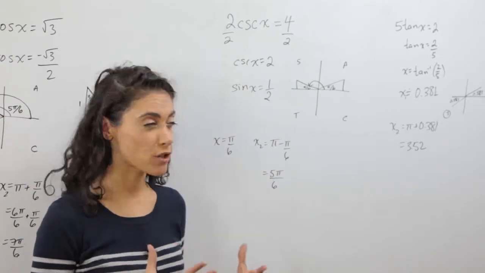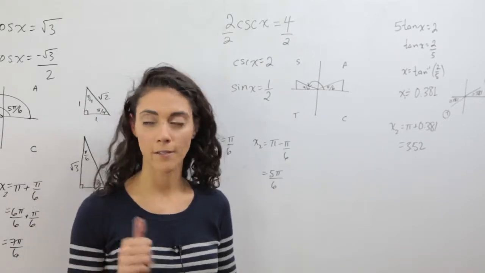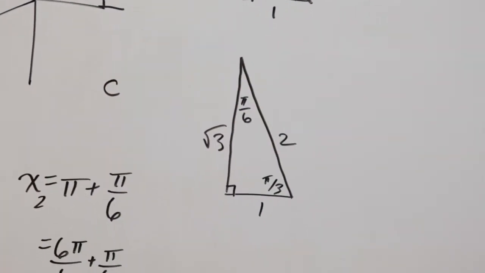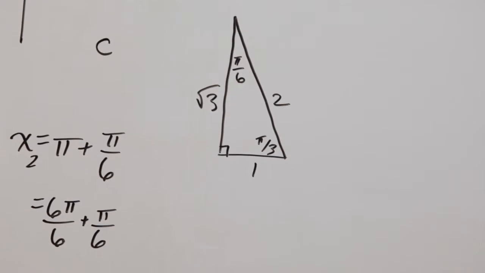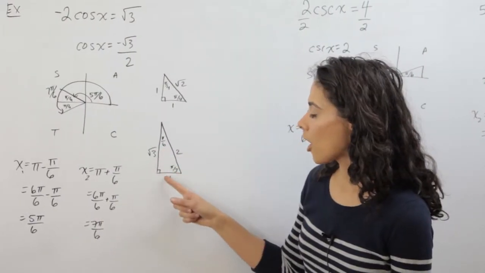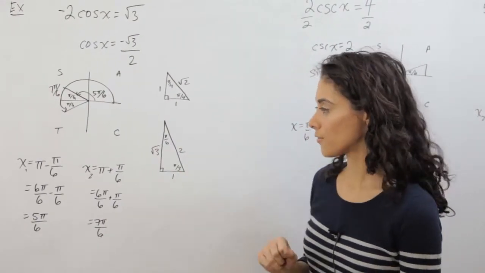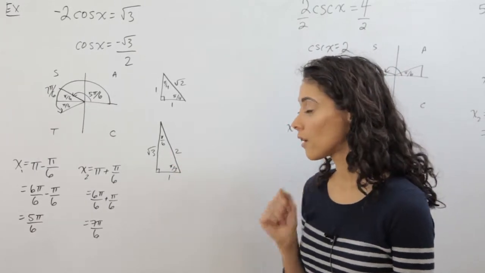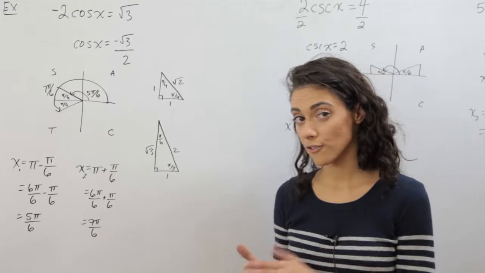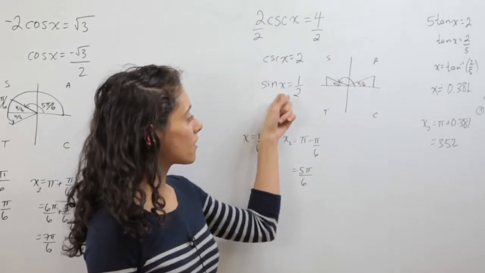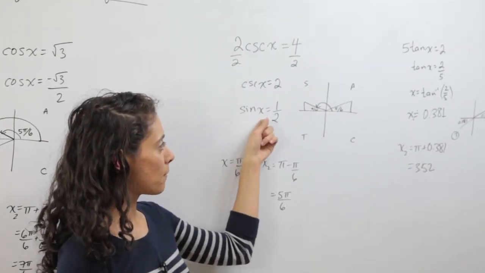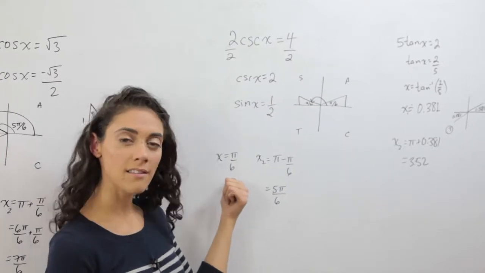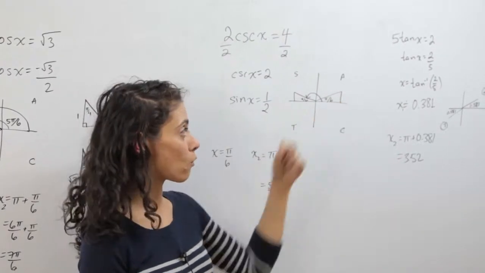Once again, that's a special ratio. It comes from my special triangles. Specifically this one. If you look at pi over 6, its opposite is 1 and the hypotenuse is 2. Sine of pi over 6 is 1 over 2. We've already found one of our answers. One solution to this is pi over 6. Sine of pi over 6 is 1 over 2. That's the answer in the first quadrant, or the all quadrant.